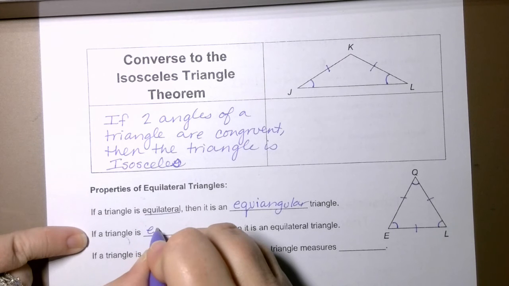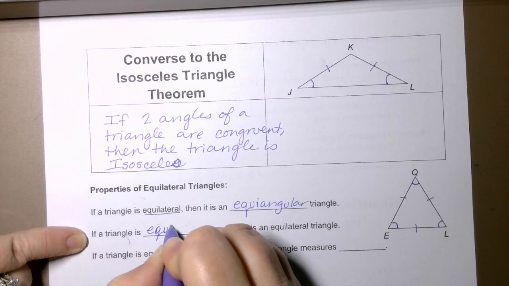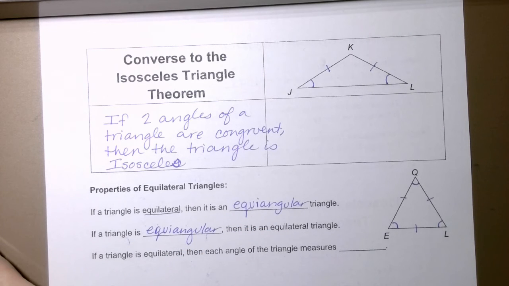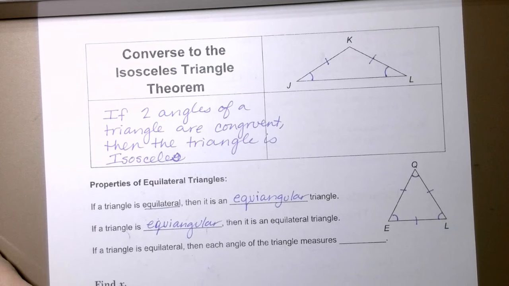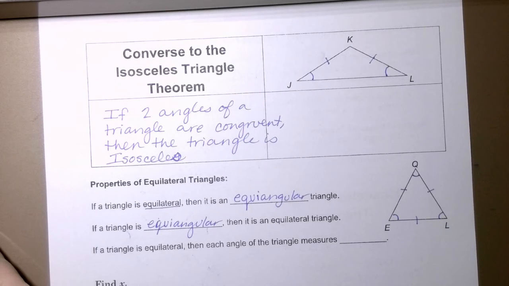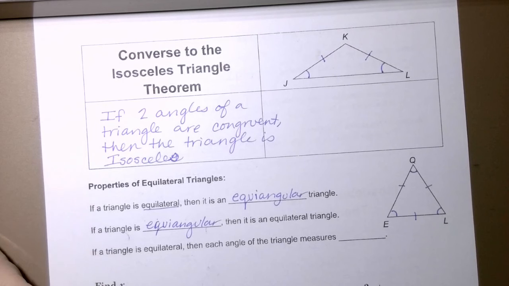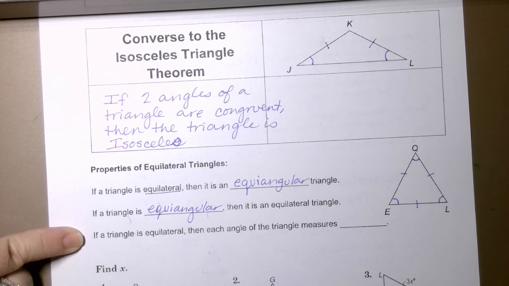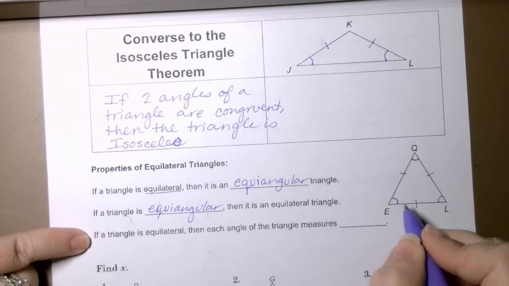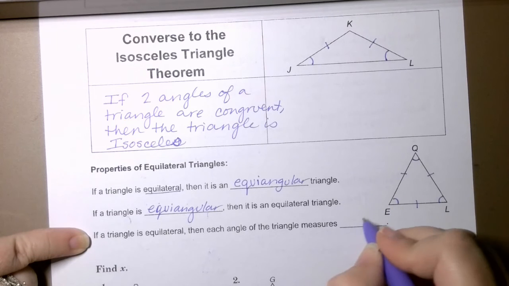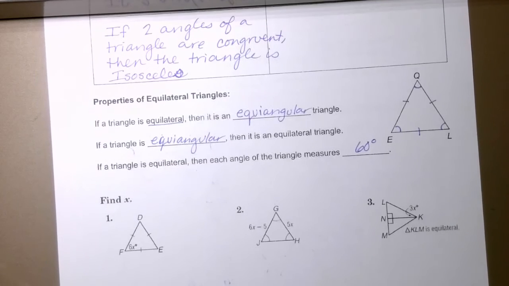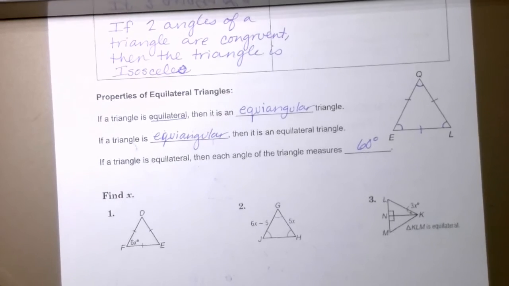If a triangle is equiangular, then it is also an equilateral triangle. So if you know all the angles are the same, then you can conclude that all the sides are the same. And then the converse, or the backwards of that, says if you know all the sides are the same, you can say all the angles are the same. If a triangle is equilateral, then each angle of the triangle measures how much? 60 degrees, because all the angles have to be equal. 180 divided by 3 means each one is 60 degrees.